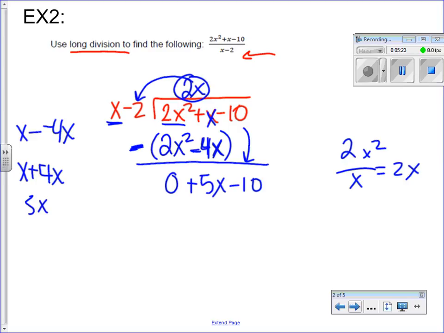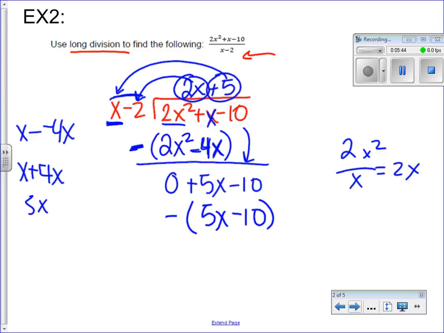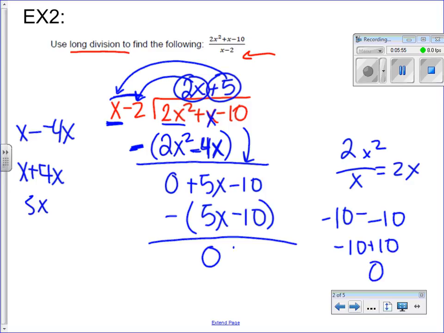Okay, now I'm going to ask myself, how many times does x go into 5x? Well, it goes in 5 times, so I'm going to put plus 5 up here. And then I'm going to multiply this positive 5 back to this whole expression. 5 times x is 5x. 5 times negative 2 is negative 10. I'm going to subtract. 5x minus 5x is 0. Negative 10 minus negative 10 is negative 10 plus 10, which is 0.